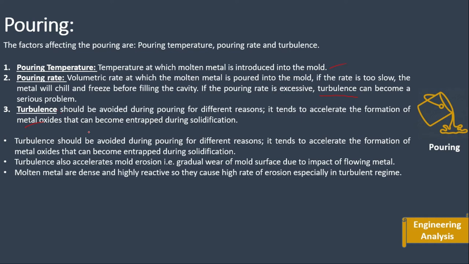There are some other factors as well that contribute to the avoidance of the turbulence, that is, because of the turbulence there can be mold erosion. Mold erosion means because of the movement of liquid over the mold cavity, it might wear the mold surface because of the impact of flowing metal. Molten metals are dense and highly reactive, so they cause high rate of erosion, especially with turbulence. So if we have a molten metal and it is also in turbulent regime, it will erode the surface of the mold cavity much faster compared to the other material.